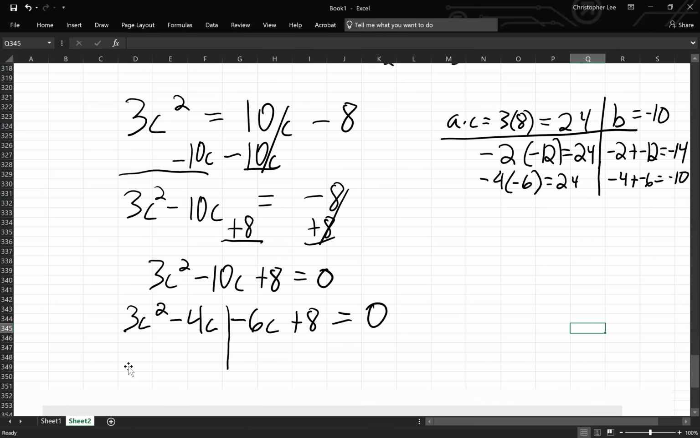They both have the letter c in common, right? So I'm factoring out a c. Remember, it's like you're dividing by c. 3c squared divided by c is just going to give you a 3c minus 4. On the right-hand side, I have negative 6c plus 8. What do they both have in common?